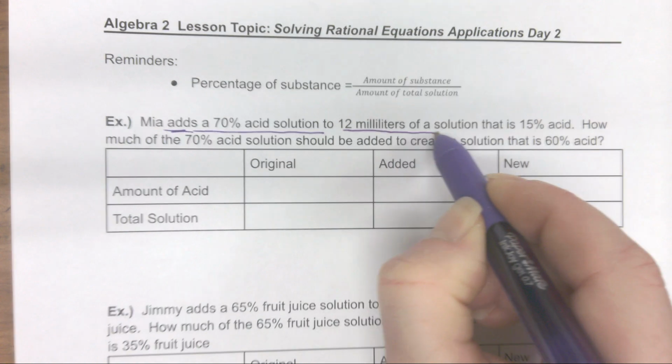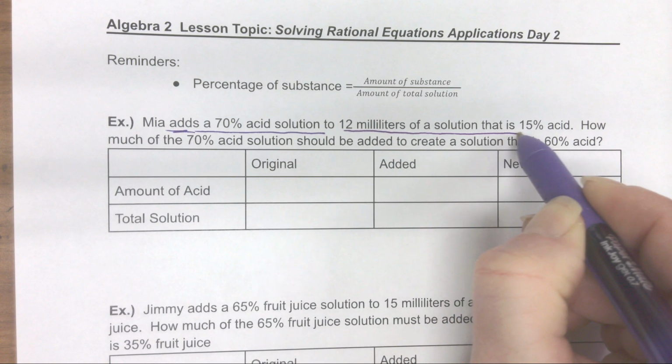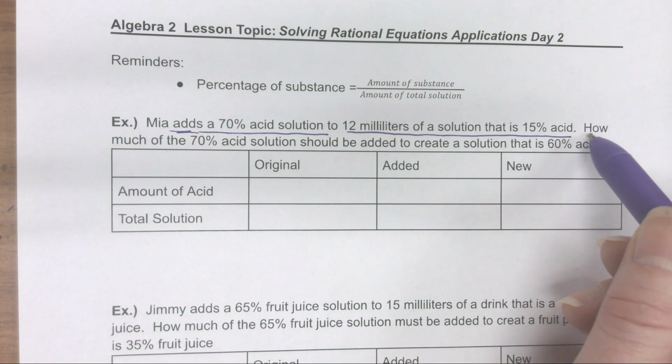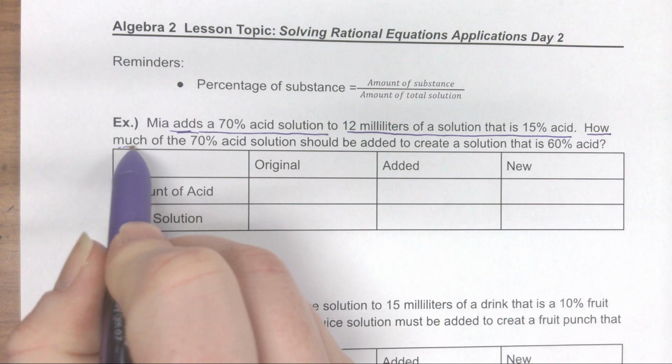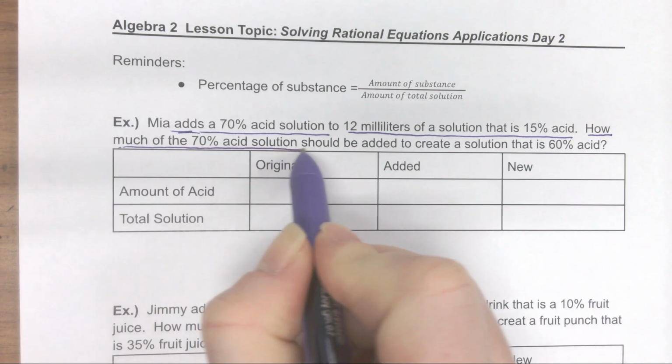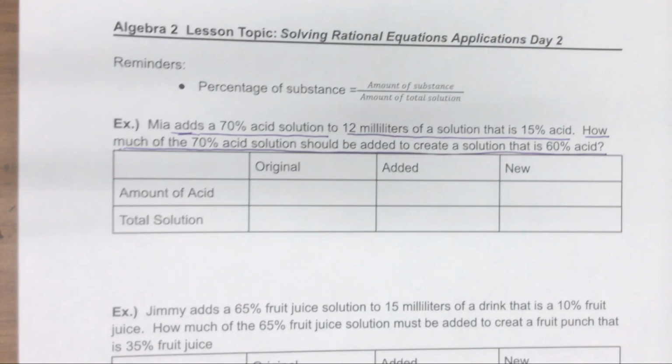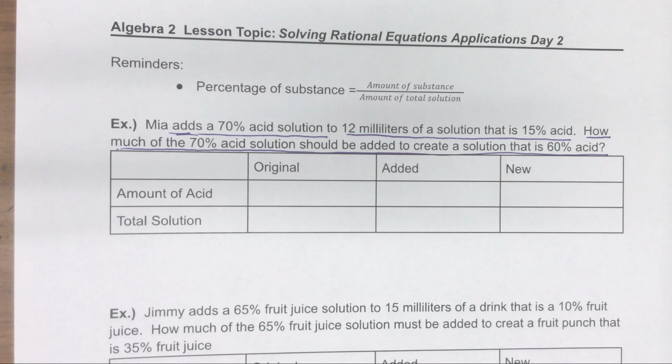Milliliters of a solution that's 15% acid. The question is, how much of the 70% acid solution should be added to create a solution that's 60% acid? Lots going on in there. Okay.